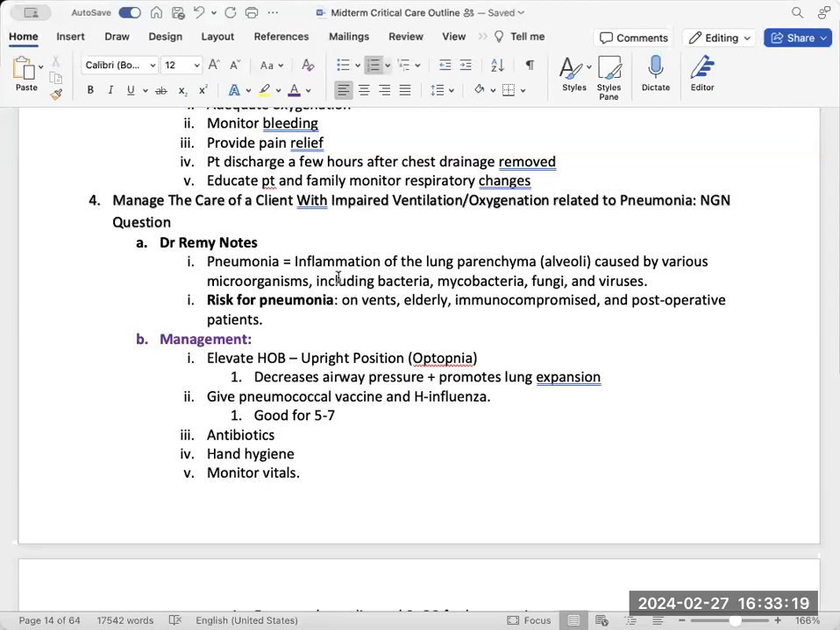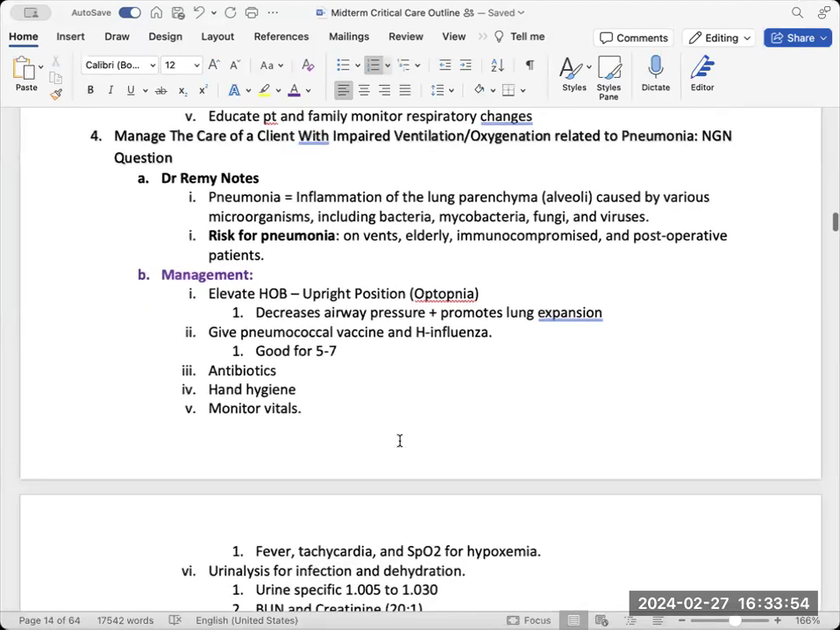But pneumonia, by definition, according to our slides, is inflammation of the lung parenchyma, which is basically the alveoli. So there's inflammation of the alveoli, which can be caused by different things like bacteria, fungi, viruses. Patients who are typically at risk for pneumonia are people on vents, elderly patients, immunocompromised patients, and post-operative patients. So that's what we have to think about. Who's at risk for pneumonia? Anybody on a ventilator, anybody who's immunocompromised, elderly, or post-operative. We see this as a respiratory problem.